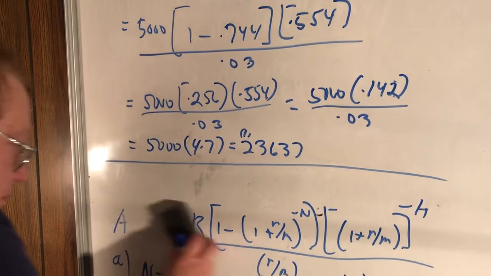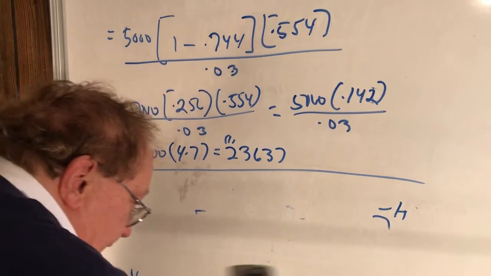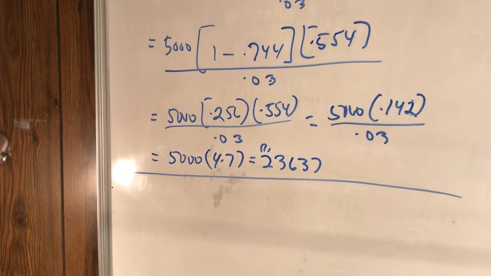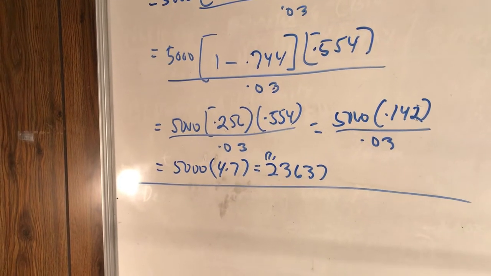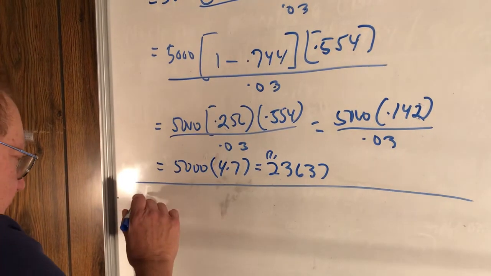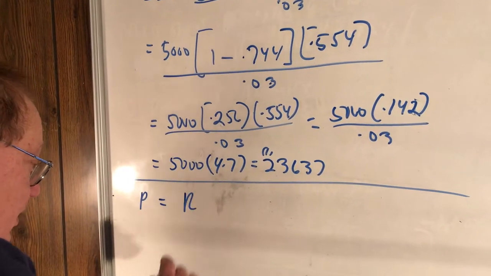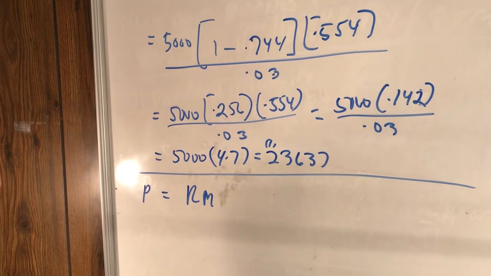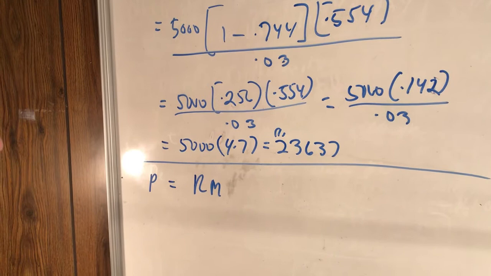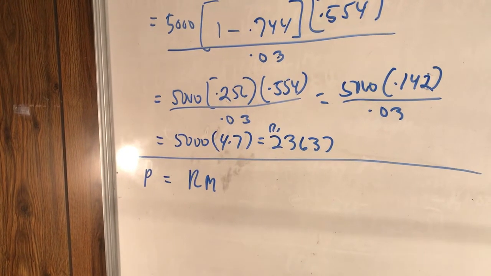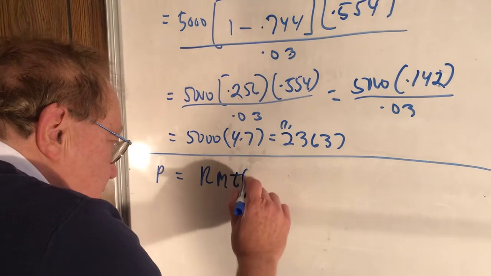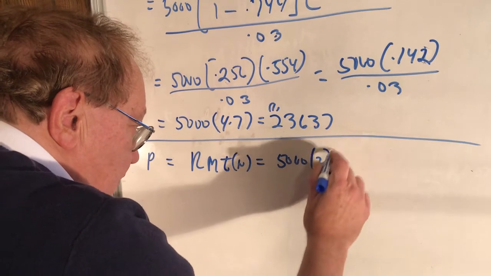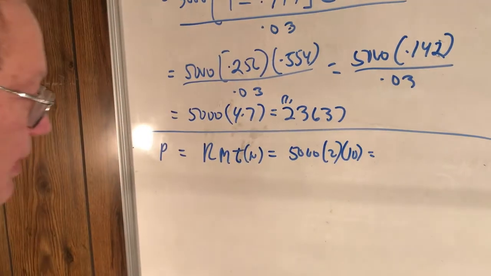And how much does he earn? So let's look out. This is an annuity, deferred annuity. So he puts down $23,637. And what is his payback? Well, it's going to be RM. Now, what is his payback? He starts to pay during the 10 years, right? So this is TN. So he pays 5,000 times 2 times 10, right?